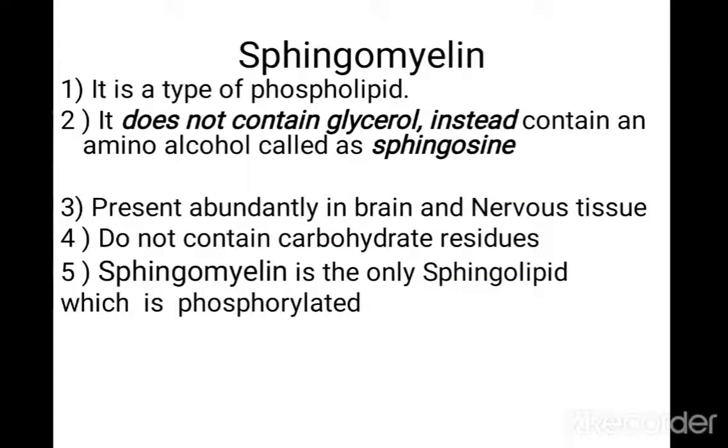So regarding sphingomyelin, it is a type of phospholipid. It does not contain glycerol, instead they contain an amino alcohol, that is sphingosine, and it is predominantly present in neuronal tissue, and they do not have carbohydrate residue. So phosphorylated sphingolipid does not have carbohydrate residue, but non-phosphorylated sphingolipid, they contain carbohydrate instead of phosphoric acid. And sphingomyelin is the only sphingolipid which is phosphorylated.